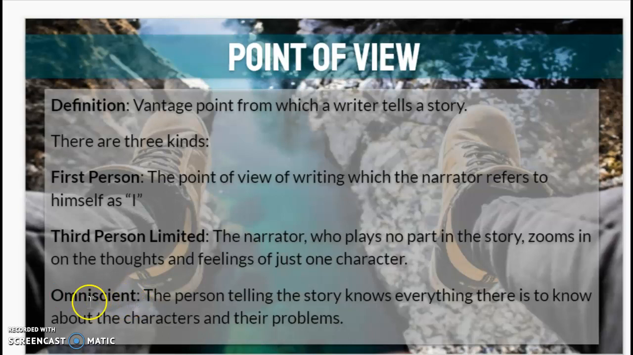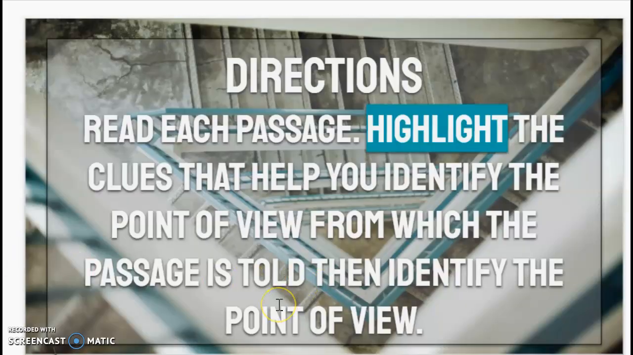Third person omniscient is a person telling the story and they know all the characters' thoughts and problems, but they are not in the story. So we're going to go through some practice activities. We're going to do one today. Read each passage, highlight the clues that help you identify the point of view from which the passage is told. Then identify the point of view.